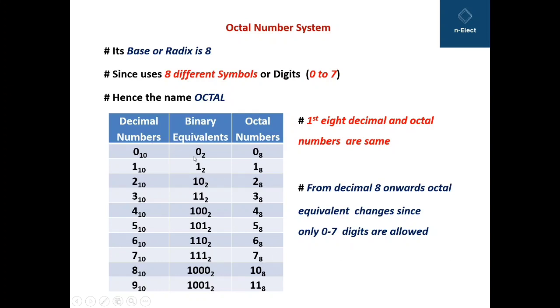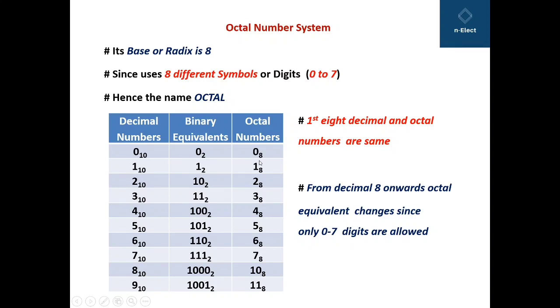So far as the binary is concerned, only the first two positions, that is 0 and 1, are common for decimal, binary and octal. But when we move on to 2 decimal, the binary changes and it becomes 10, right? Thereafter octal and decimal go hand in hand up to 7, but after 7, what happens? The 8 decimal becomes equivalent to 10 octal.